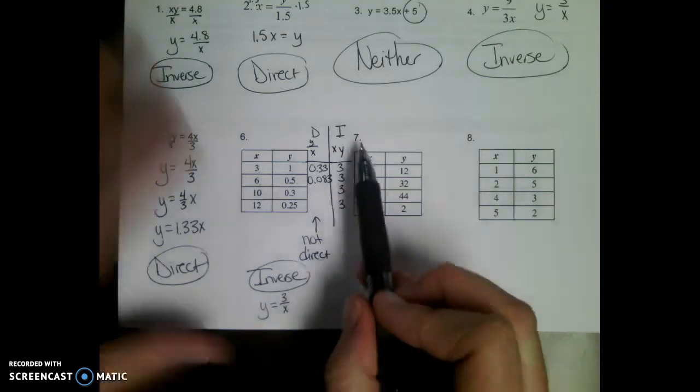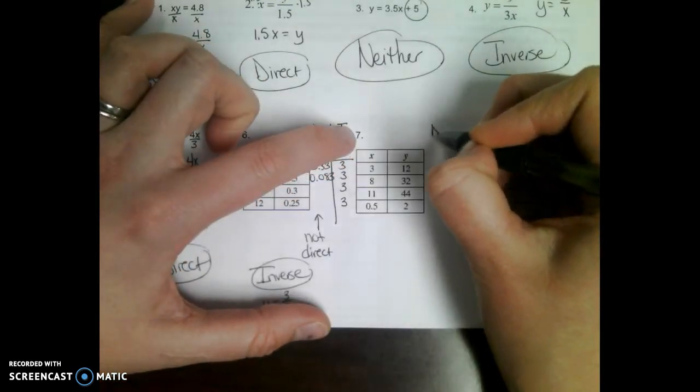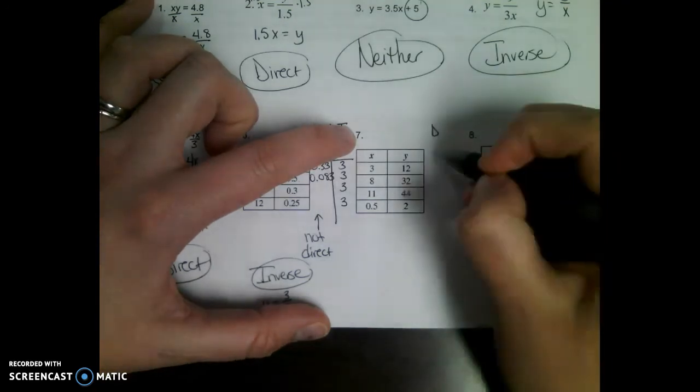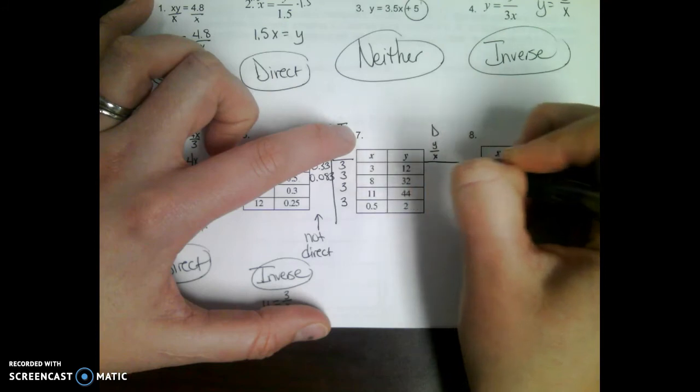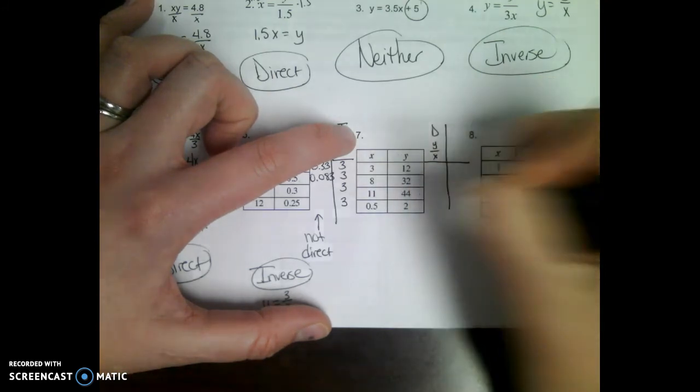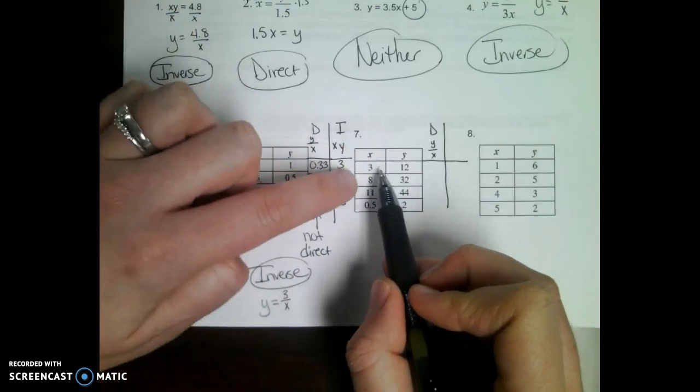Let's try number 7. First, I'm going to check to see if it's direct. And if you look up above in our notes, to check if it's direct, we do the y values divided by the x values to see if we get a constant number. So y value 12 divided by x value 3.